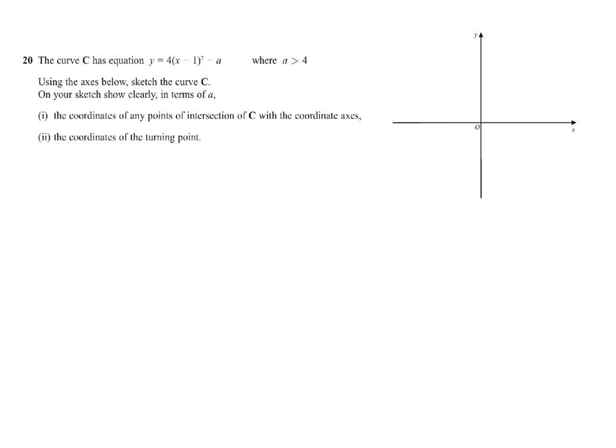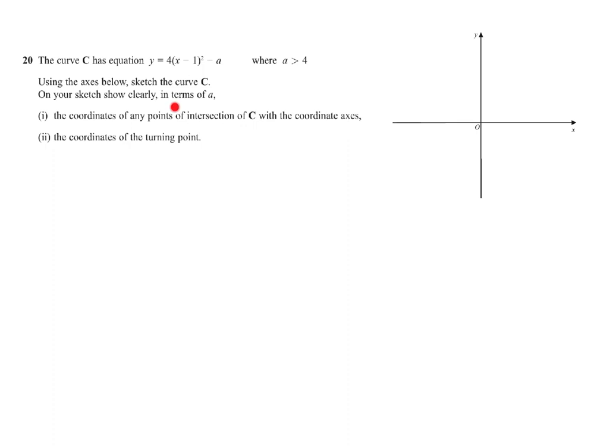So we're given a bit of a strange one here. We've got the curve C has the equation y equals 4(x minus 1) squared minus a, where a is greater than 4. So we've got a weird looking equation with this extra variable a, which we don't know the value of. It says using the axes below, I've put them over here, sketch the curve C. On your sketch, clearly show in terms of a, the coordinates of any points of intersection of C with the coordinate axes and the coordinates of the turning point.